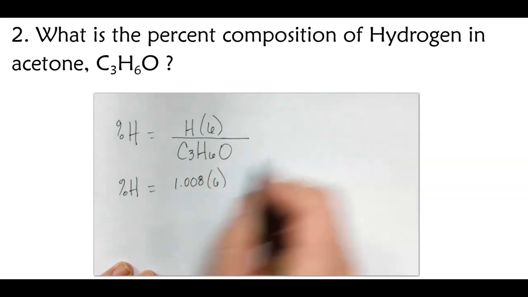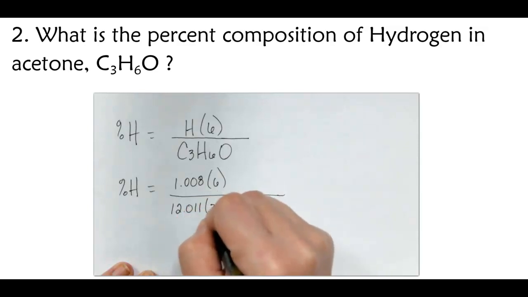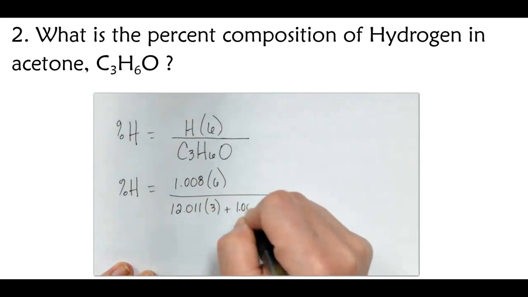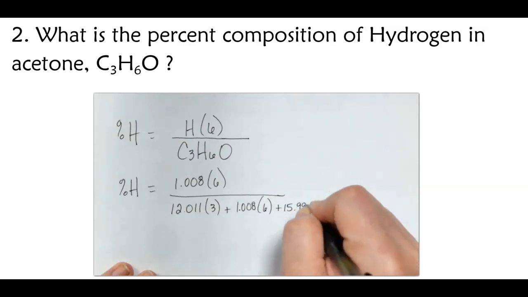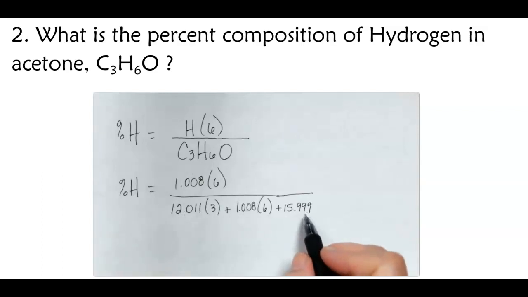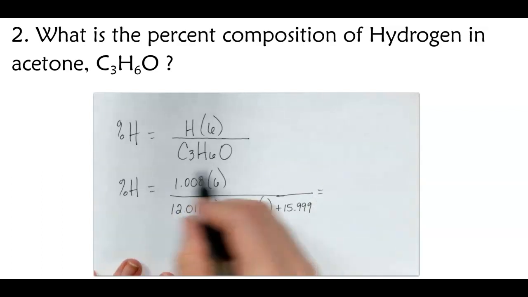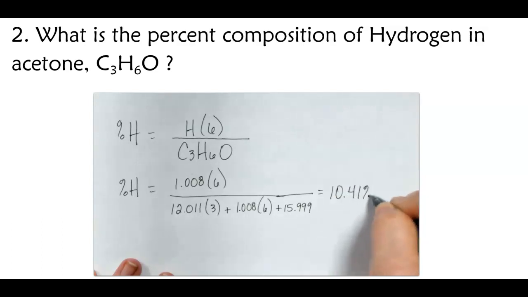And so that's going to equal 1.008 times 6 over 12.011 times 3 plus 1.008 times 6 plus 15.999. And these are the masses of carbon, hydrogen, and oxygen from the periodic table. When we do this calculation, we get 10.41% hydrogen in the compound.